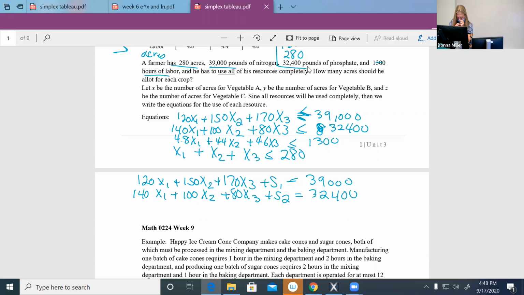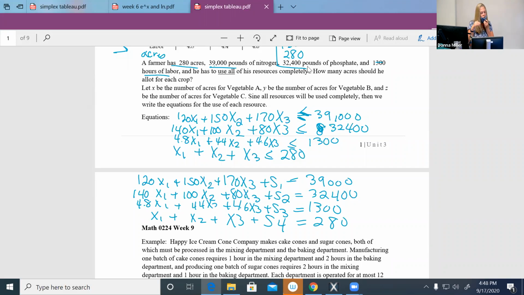All right, so 4.8x1 plus 4.4x2 plus 4.6x3 plus S3 equals 1,300. And then I got x1 plus x2 plus x3 plus S4 equals 280. All right, so for each one of those equations, you add the slack variable, the leftovers, S1, S2, S3, however many you need. Okay? So I just want you to get that idea down, and then we're going to talk about how to set up a matrix. All right, you good with that?